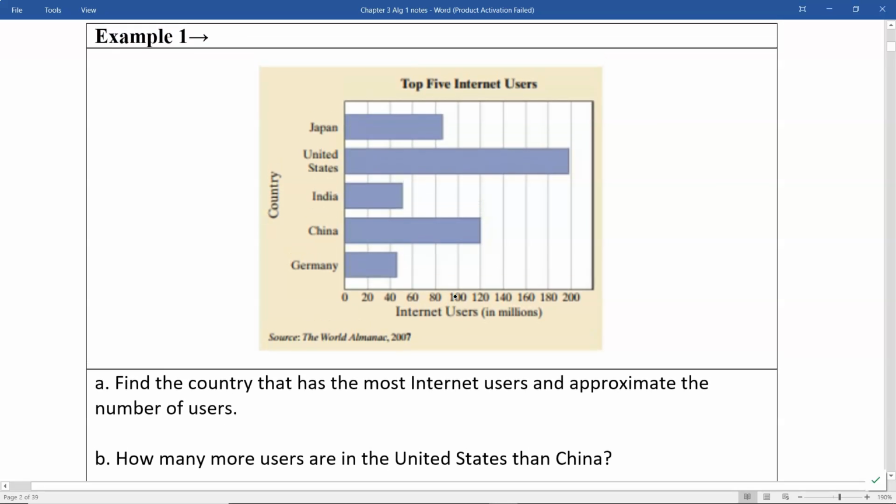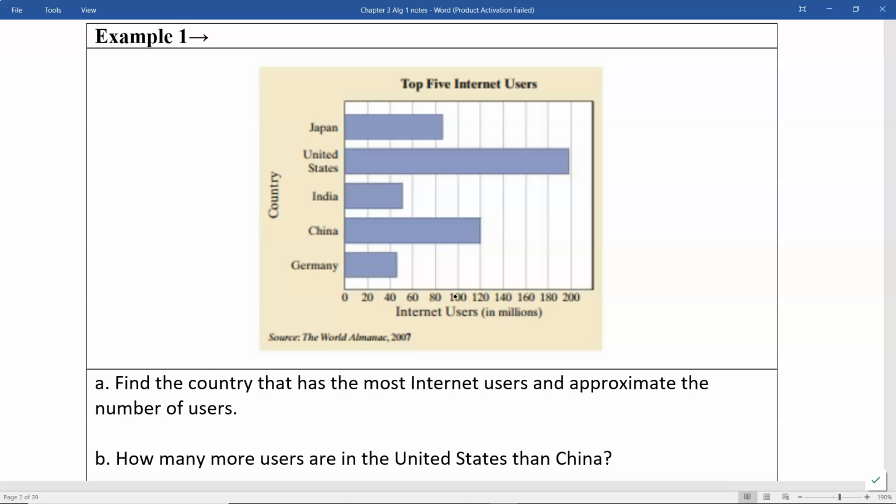Okay, so I'll walk you through the first parts of this, and then I want you to try to solve the last two parts of this on your own. So here we have a bar graph talking about the top 5 internet users. And the first question it asks is find the country that has the most internet users and approximate the number of users.